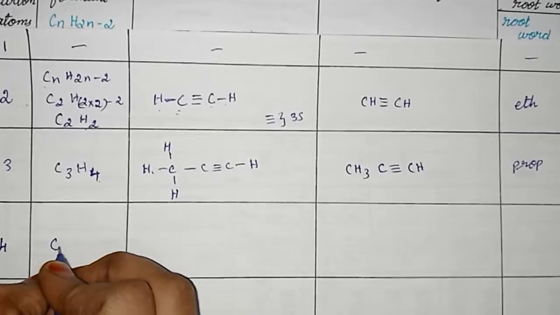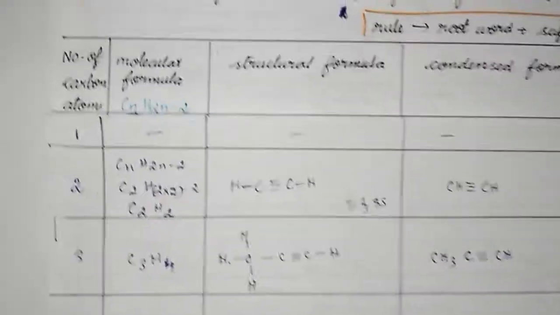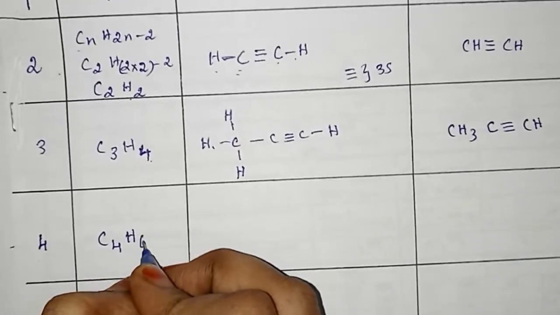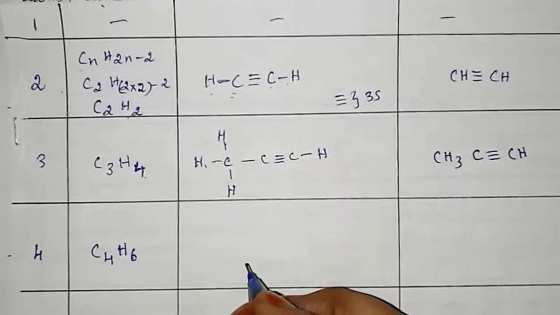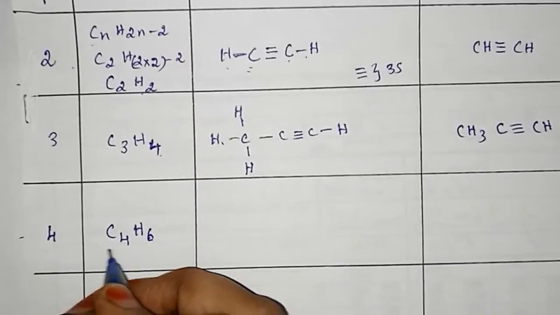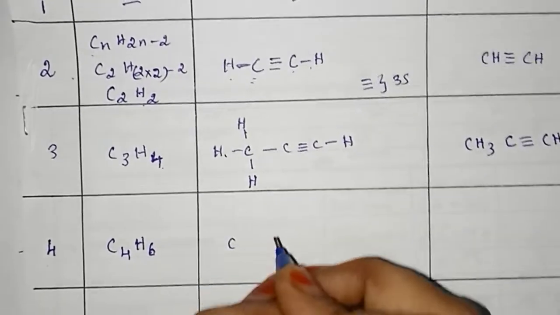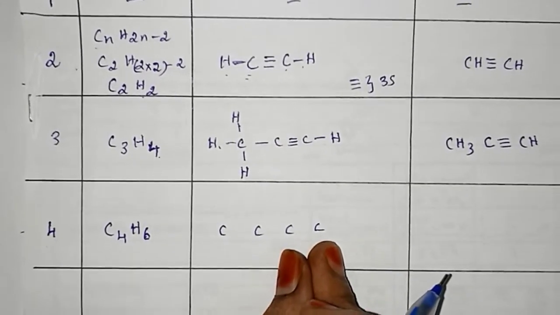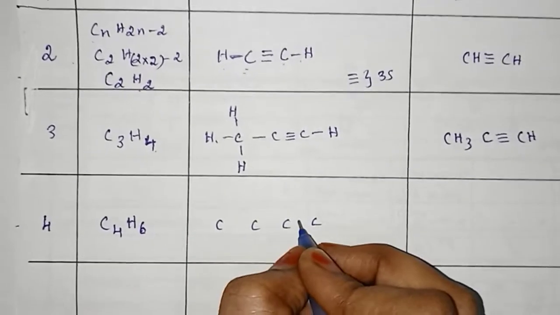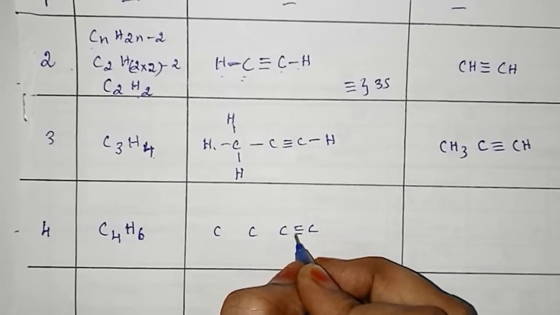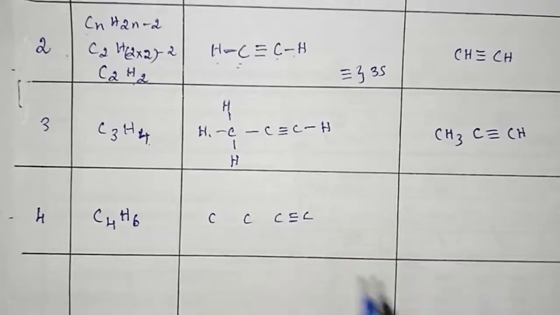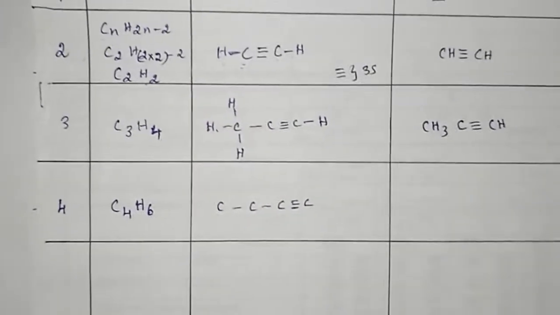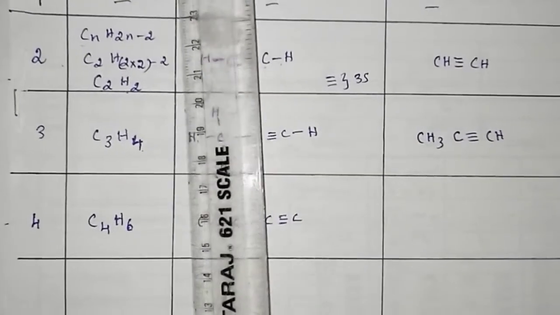Okay, C4. So we substitute 4 in the general formula. We get C4H6. Okay. Next we draw the structural formula. First we write the number of carbon atoms. Here the number of carbon atoms is 4: 1, 2, 3, 4. So we take the last 2 carbons for the triple bond, in between the last 2 carbons, and the remaining carbons are connected by single bonds.